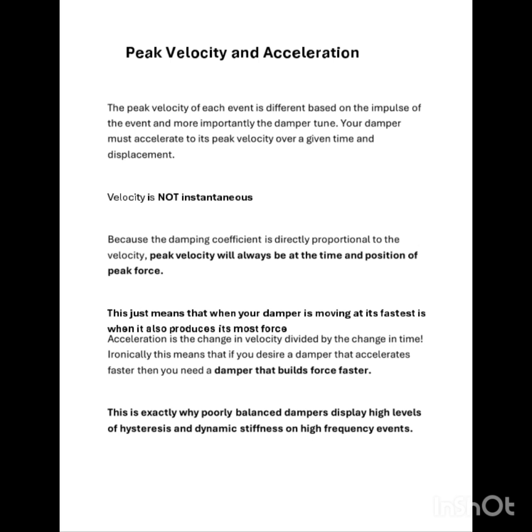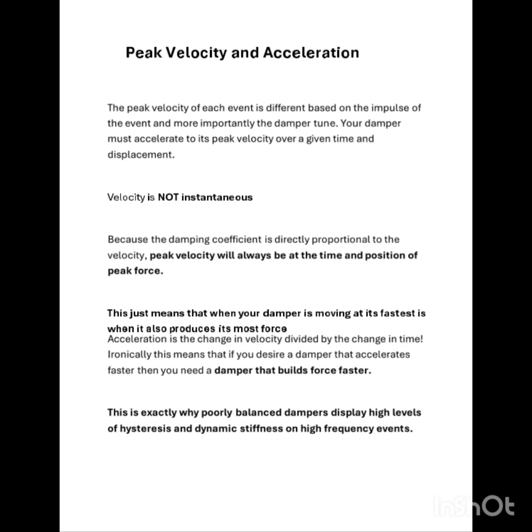Sort of work out how that all fits in together. So I'll just read it again because it's one of the most crucial parts really. Peak velocity will always be the time and position of peak force, because that's just how your damper works, right? The faster it moves, the more force it produces. So acceleration is the change in velocity divided by the change in time. Ironically, this means if you desire a damper that accelerates faster, you need a damper that produces force faster, or builds force faster. So that's crazy.